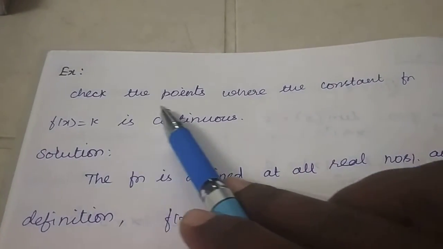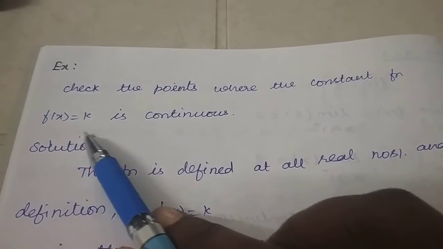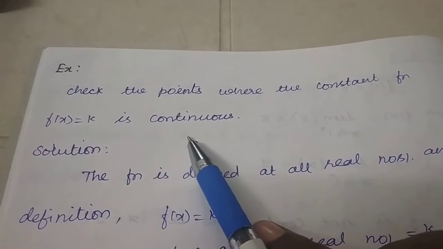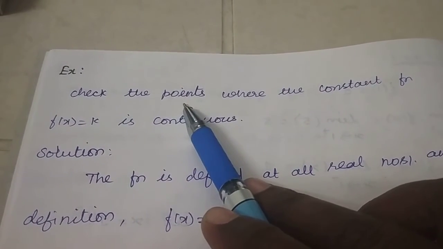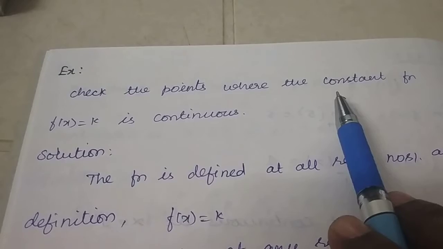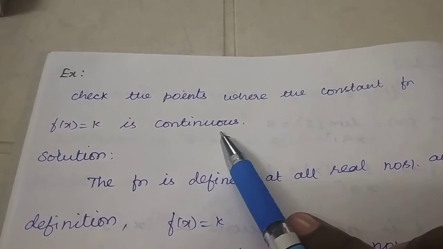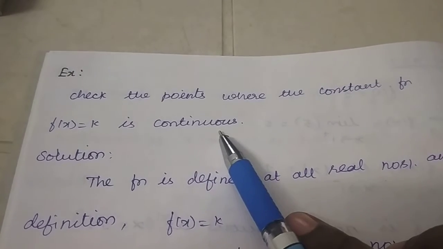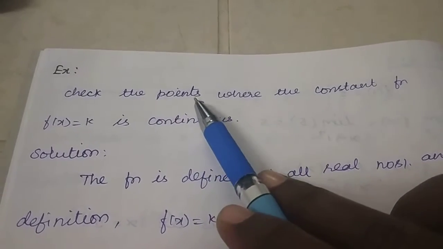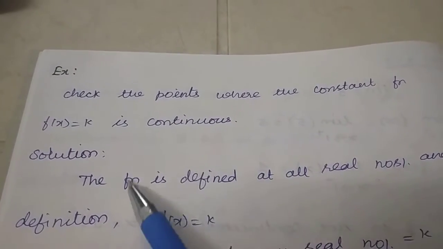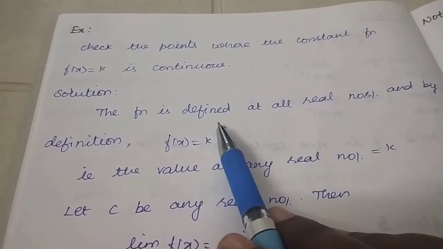So the problem is: check the points where the constant function f of x equal to k is continuous. In particular, they have not mentioned any point, but we have to check in general for all the points. Okay, so first let us write the given statement.